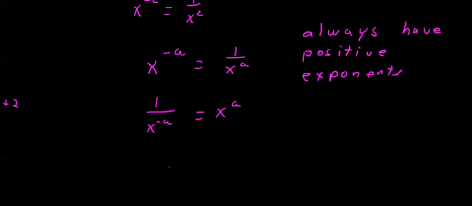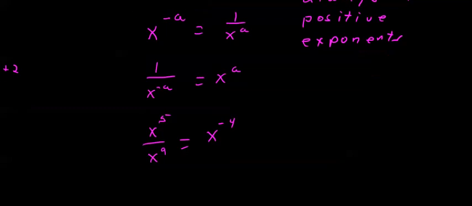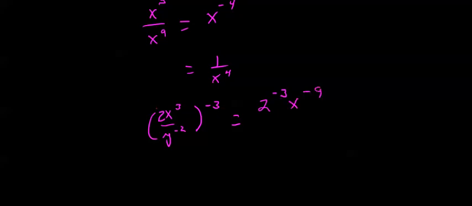So if I give you x to the 5th divided by x to the 9th, that's equal to 5 minus 9, which is negative 4. Your final answer would be 1 over x to the 4th. Likewise, if I had x to the 3rd over y to the negative 2, and we'll put a 2 in here, raised to the negative 3, that's equal to 2 to the negative 3, x to the negative 9. There's a 1 right here, even though you don't see it. Negative 3 times 1 is negative 3 over y to the 6th power. Negative 2 times negative 3 is 6.